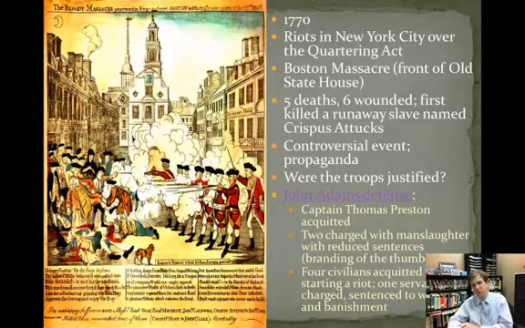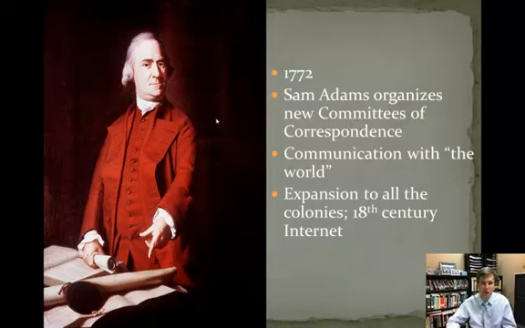But he wanted to ensure that the British soldiers got a fair trial, because if they didn't, then Boston could face even more problems. So 2 years, nothing happens, or not much happens. Sam Adams would organize a new committee of correspondence, the idea being to communicate with the world, not just the British North American colonies, but with all the world. And so it expands to all the colonies. This is the 18th century internet.